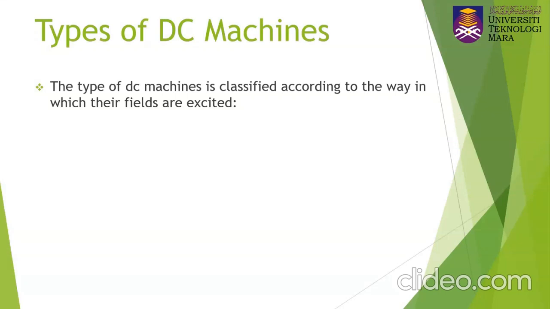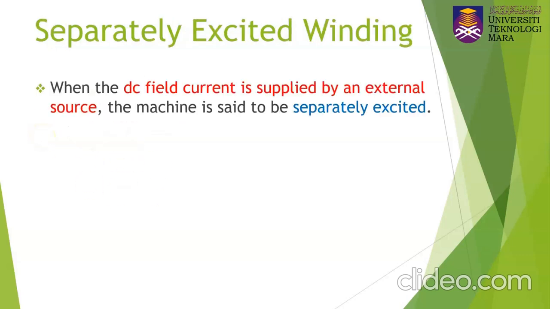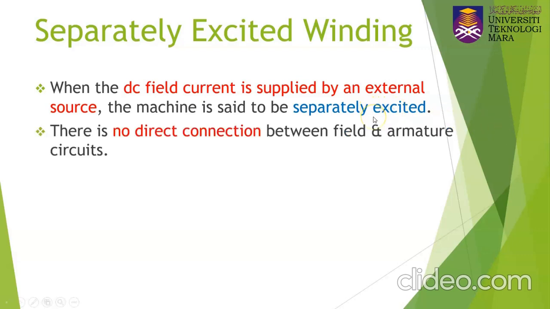The types of DC machines are classified according to the way in which their fields are excited. The fields, or the stator winding, can be either separately excited or self-excited. Let's go to the first type of DC machine, which is the separately excited winding. For this type, we need to use an external source in order to create the magnetic field. That's why we call it separately excited.